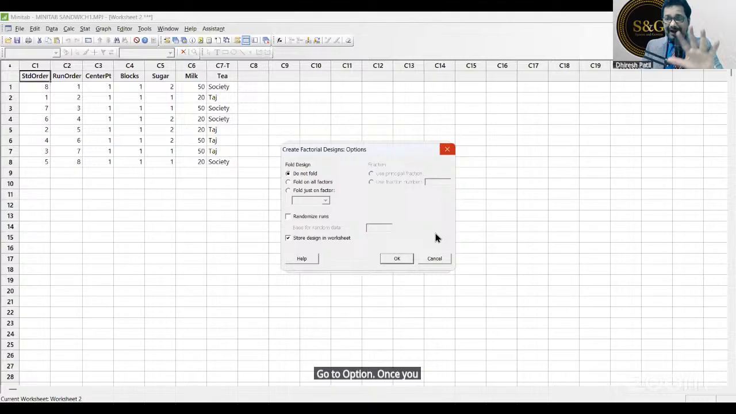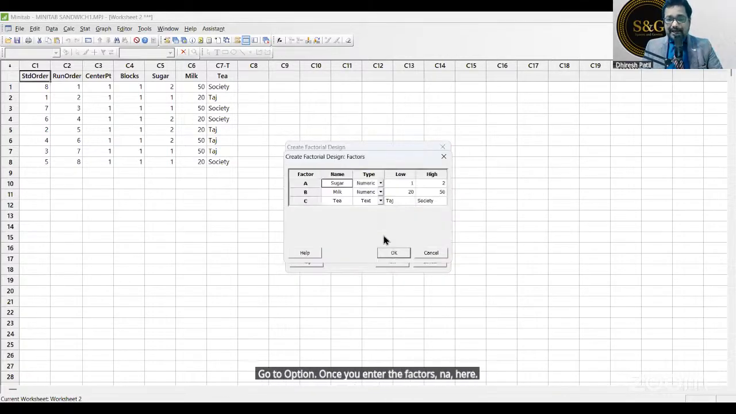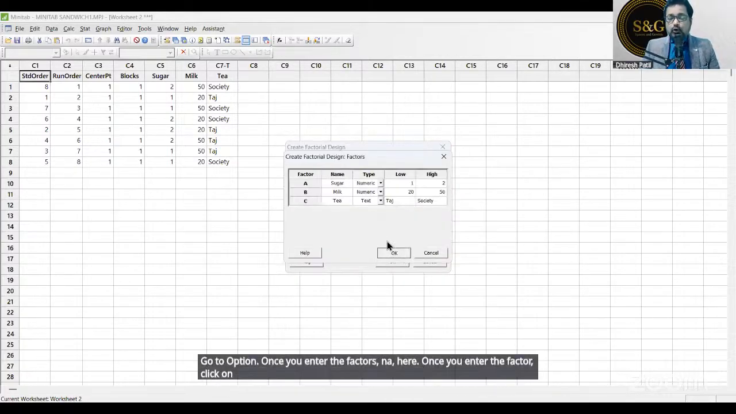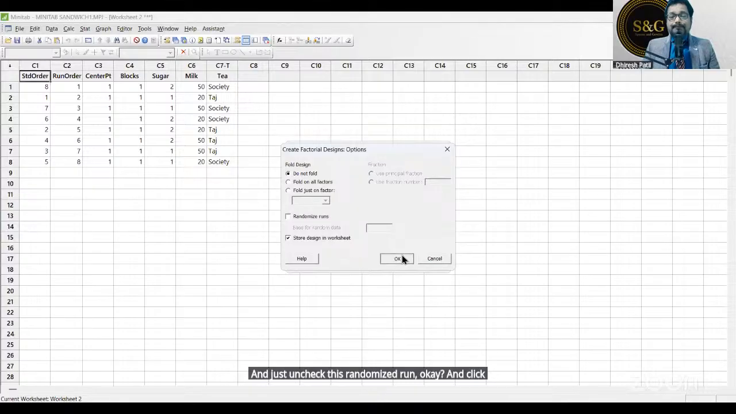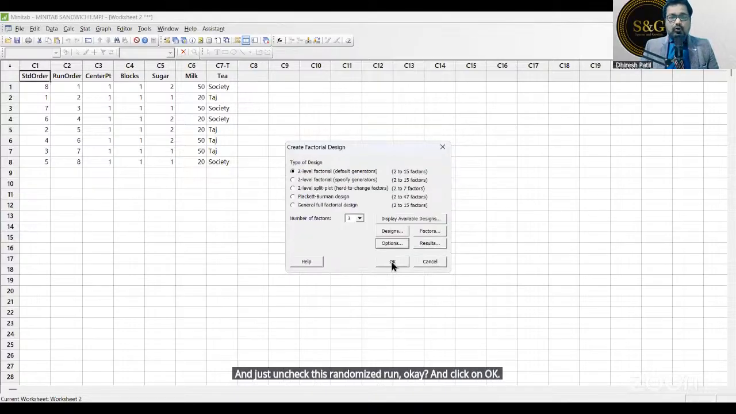Once you enter the factors, click on OK, go to option and just uncheck this randomize run. Okay. And click on OK. And then you click on OK.